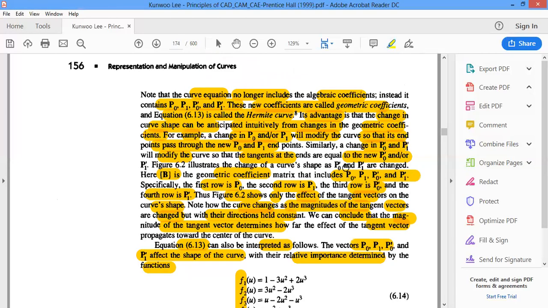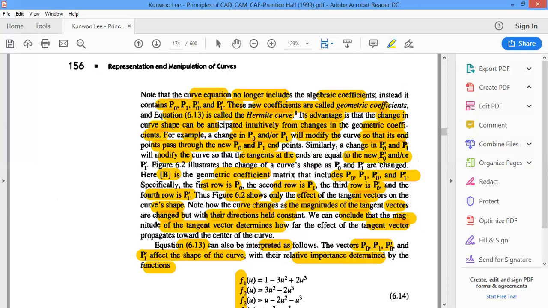Right. So now with this, the curve equation no longer includes the algebraic coefficients. So it's going to be having the geometrical coefficients, which is the Hermite's curve. So with this, we can go about with finding out the shape of the curve, which is manageable. The advantage of this is that we can anticipate, that is, we can guess the curve, how it is going to change once these control points are going to be changed, right? So we can modify, we can shift it, right? And all those things can be performed.